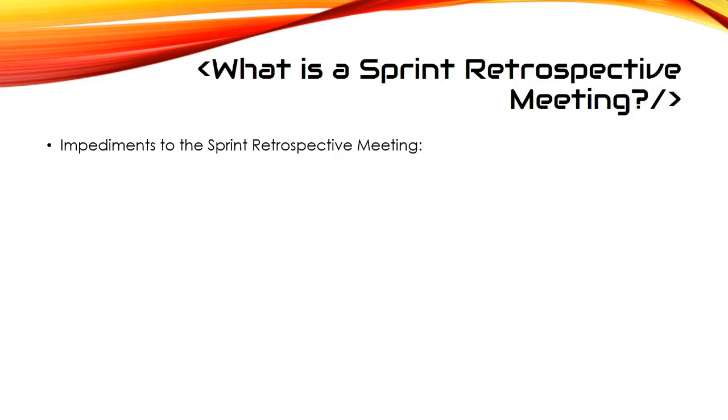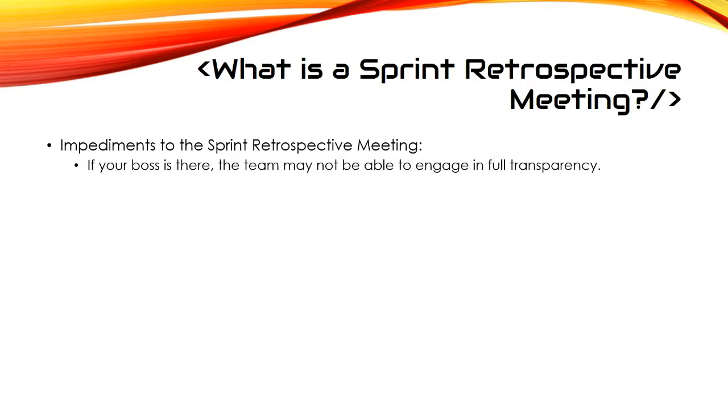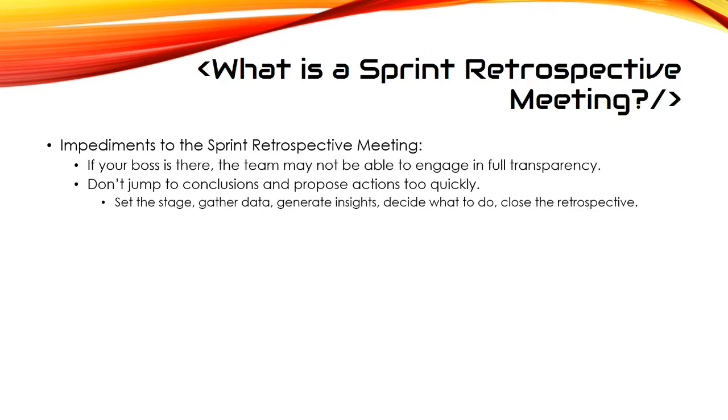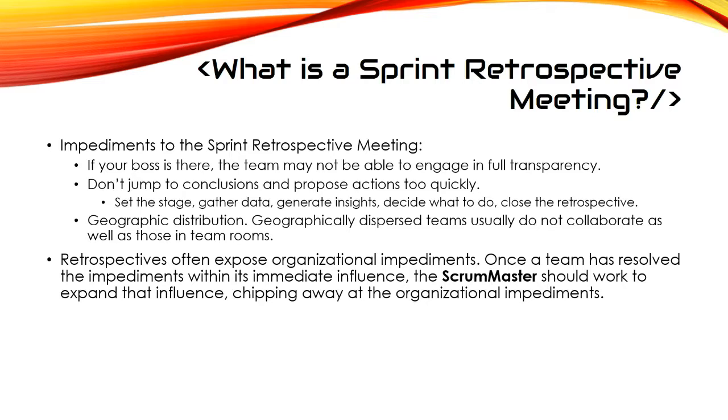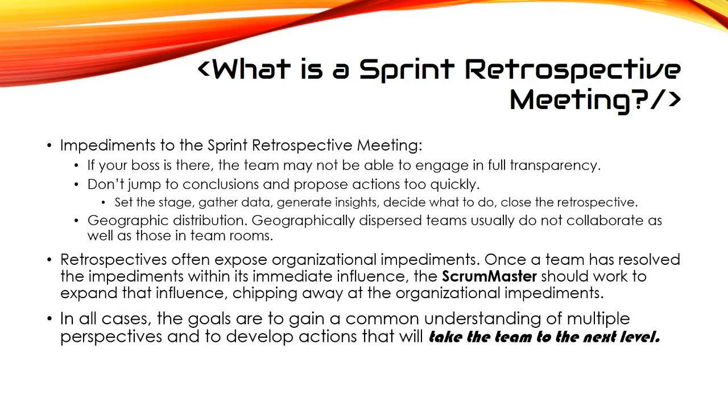Impediments to the sprint retrospective meeting. If your boss is there, the team may not be able to engage in full transparency. Don't jump to conclusions and propose actions too quickly. Set the stage, gather data, generate insights, decide what to do, and then close the retrospective. Geographic distribution: geographically dispersed teams usually do not collaborate as well as those in team rooms. Retrospectives often expose organizational impediments. Once a team has resolved the impediments within its immediate influence, the Scrum Master should work to expand that influence, chipping away at the organizational impediments. In all cases, the goals are to gain a common understanding of multiple perspectives and to develop actions that will take the team to the next level.